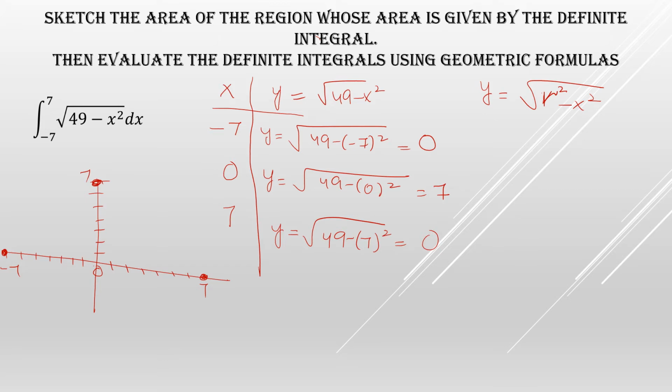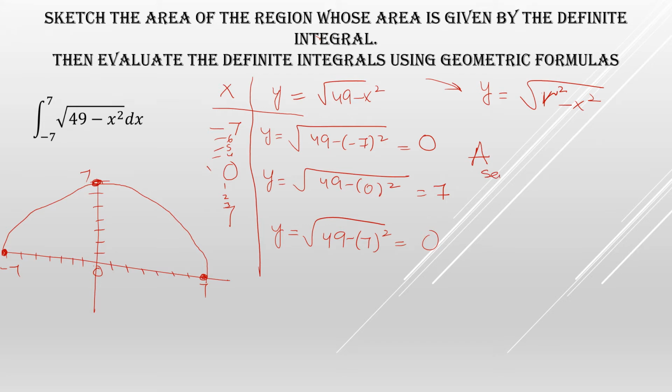As I told you, this is a semicircle, and if you have any doubt, you can write more values like -6, -5, -4 and so on, or 1, 2, 3, 4 and so on to get an accurate figure. But since I know that this is the figure of the semicircle, I just draw it like that. After that, you have to calculate the area using the geometric formula.